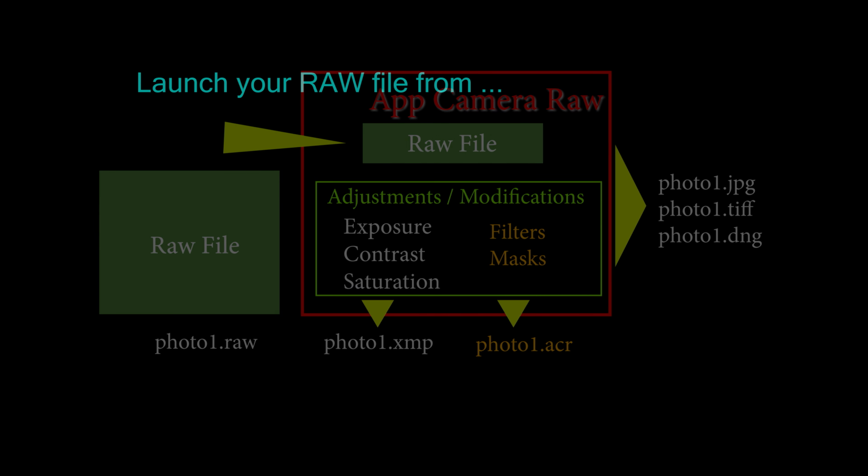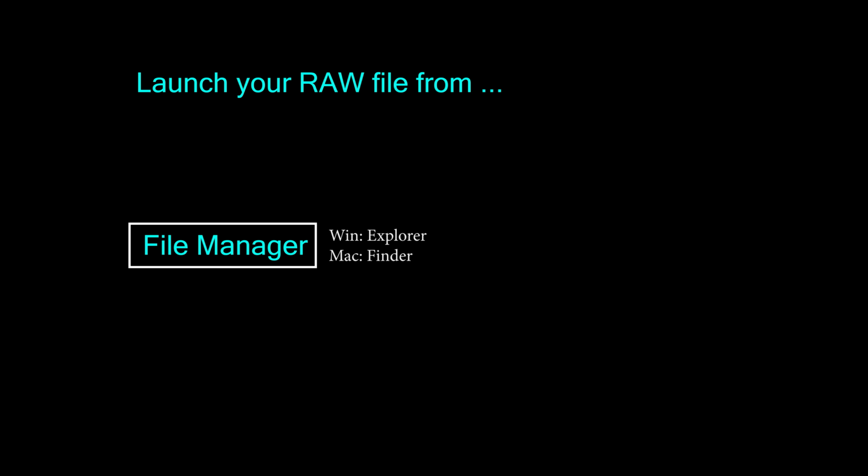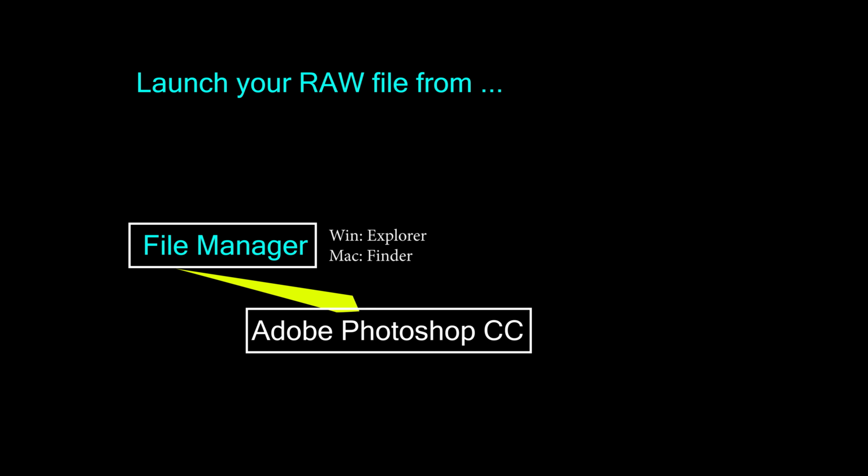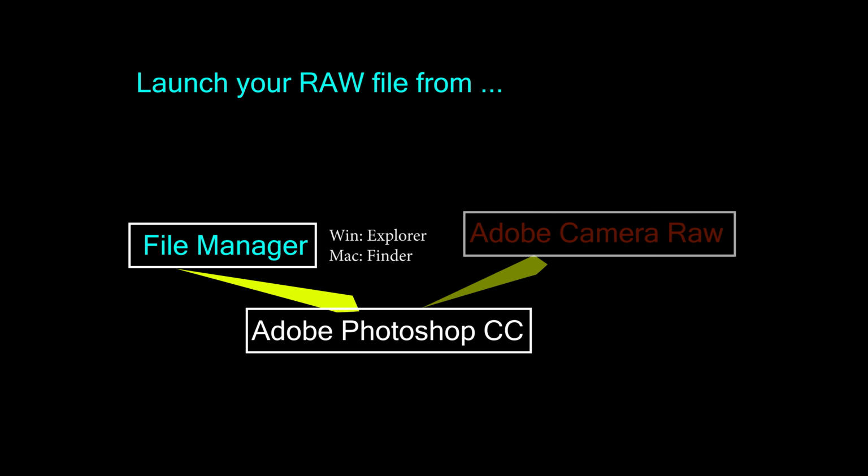So how do you open up your RAW file in Camera RAW? There are two ways. One is using your file explorer, either in Windows or the Mac. In Windows, you would typically use Windows Explorer, or on the Mac, you would use something like Finder. So from any one of these file managers, you can open up your image in Photoshop. Since Photoshop cannot work directly with RAW files, it will send the RAW file to Camera RAW. Then from Camera RAW, you can further open it up in Photoshop back again to continue processing the image.